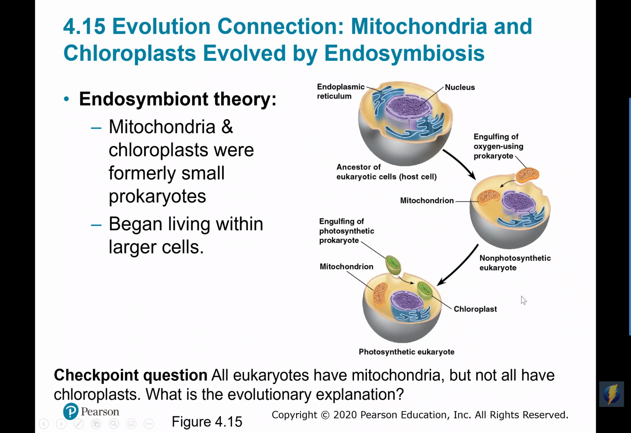But in some eukaryotic cells in the ancestry, they got another endosymbiont, one that did some photosynthesis, and eventually that photosynthetic prokaryote again lost the ability to live outside itself and became a chloroplast. So all eukaryotic organisms will have mitochondria, but not all will have chloroplasts. That means the mitochondria developed first in our evolutionary history, and the chloroplast developed second. So the chloroplast is a newer adaptation than the mitochondria.